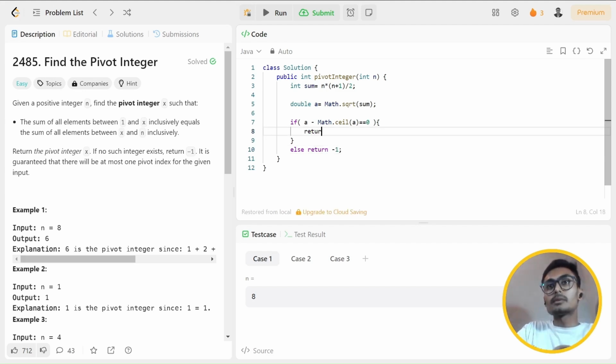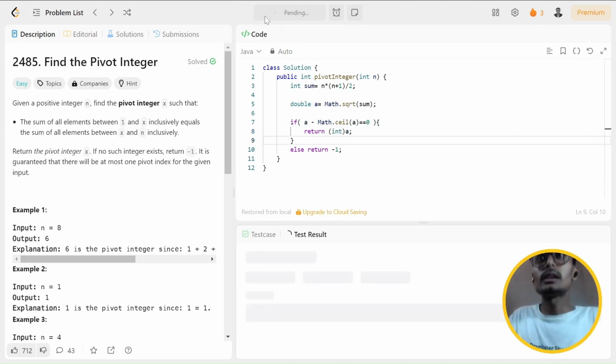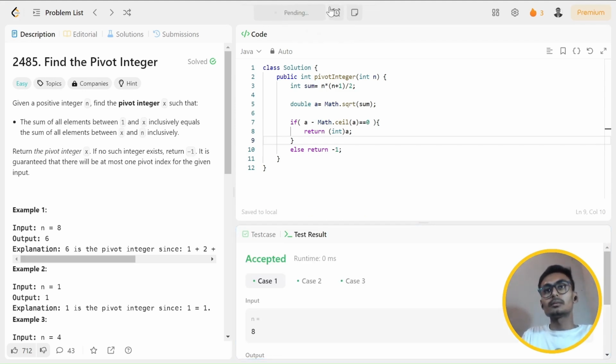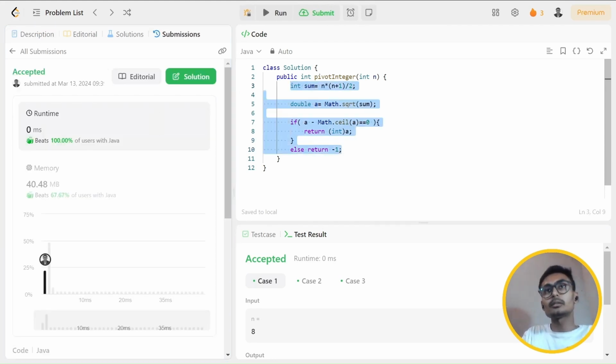Otherwise, we will return the value A, and we have to return it after typecasting it to integer. So this is how it works. Let's quickly run it. Okay, it works fine. It beats 100%.